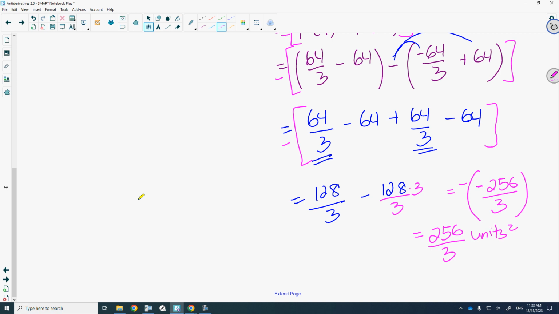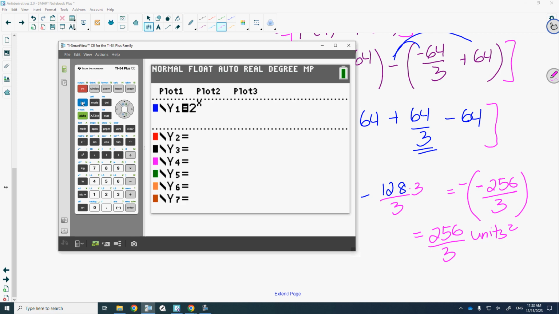So let's check that one on our calculator. So math 9. We're integrating from negative 4 to 4, and our function was x squared minus 16. Oops.